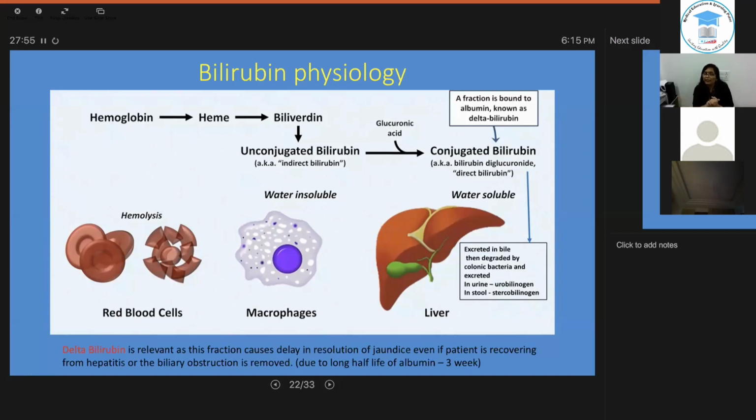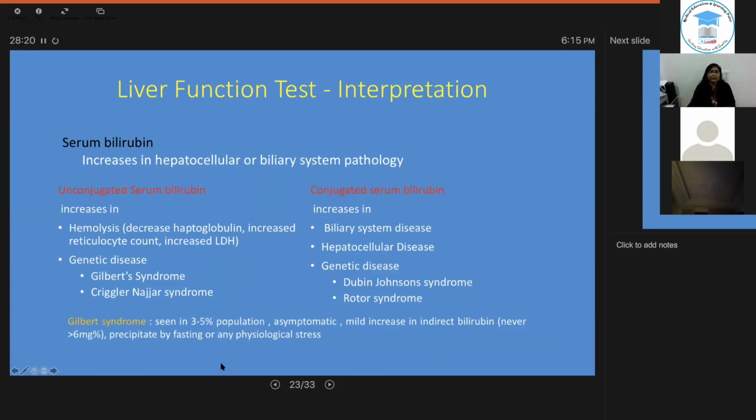The patient's relatives come to us saying that you have removed the obstruction, you have put the stent, but bilirubin is not coming down. Why? This is because of this fraction only, because the half-life of albumin is 3 weeks. So the delta fraction will continue to show the raised serum bilirubin, even though the patient has recovered from the obstruction. So serum bilirubin has a very important role in LFTs, because this increases in either hepatocellular injury or in biliary tree injury.